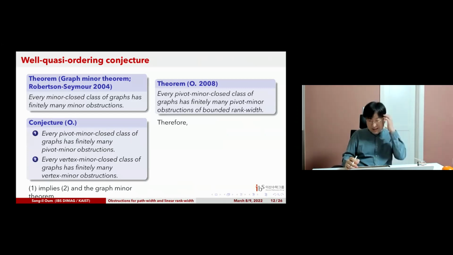As we have seen in the circle graph case, you only have finitely many obstructions. And I had a theorem saying that each pivot-minor closed class of graphs has finitely many obstructions of bounded rank width. Another way of saying this statement is that graphs of bounded rank width are well-quasi-ordered by the pivot-minor relation.